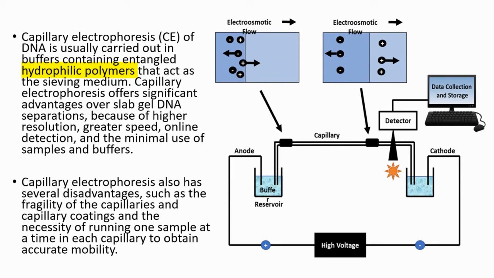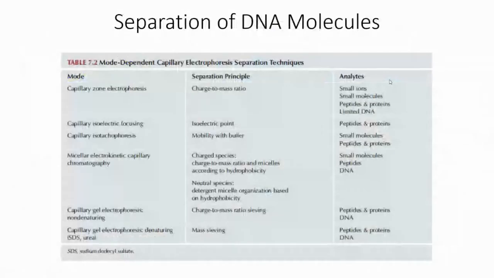Sometimes the DNA is fluorescence labeled, so that when it goes through the detector, they can collect the information easily. And of course, capillary electrophoresis can be used not only to separate DNA, but also protein or other analytes. For example, here we have capillary zone electrophoresis that can separate DNA, and capillary isoelectric focusing that separates protein, which we will discuss in the next class.